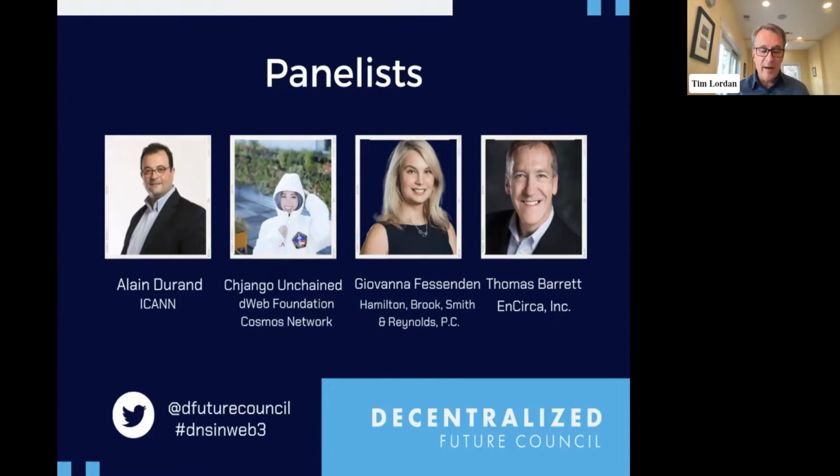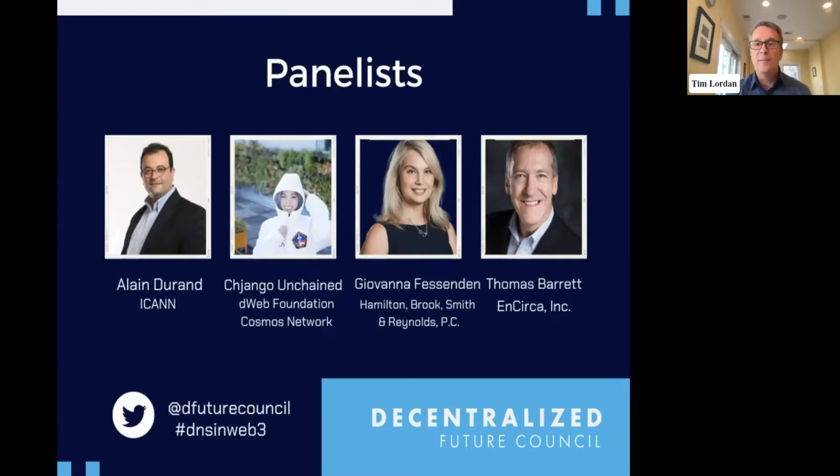We also have Giovanna Fessenden, who's counsel at Hamilton, Brook, Smith, and Reynolds. She's an IP attorney in the Massachusetts area. And Tom Barrett, who's president of EnCirca. Tom has a lot of different other titles, and Chjango has a lot of different titles, but they're real experts in this area. So let me just start with Alain.